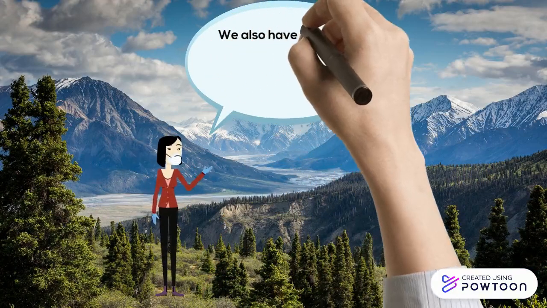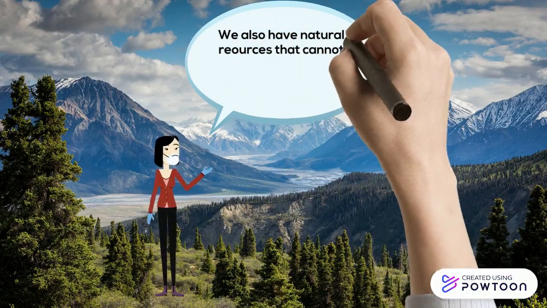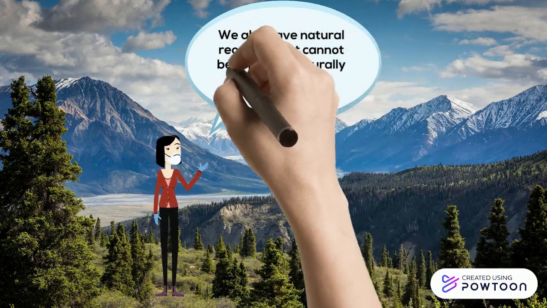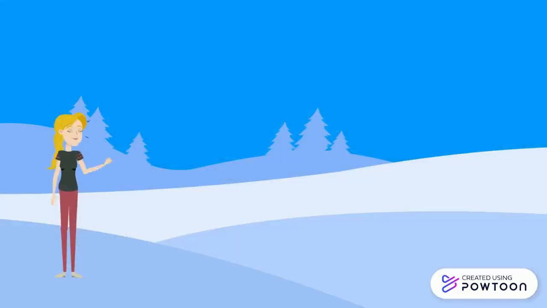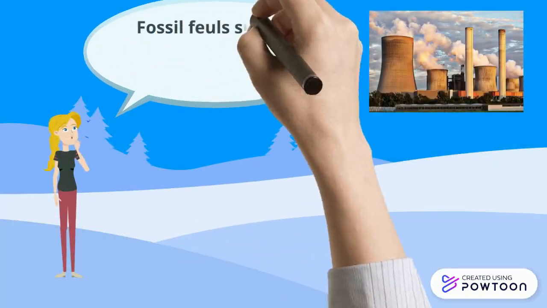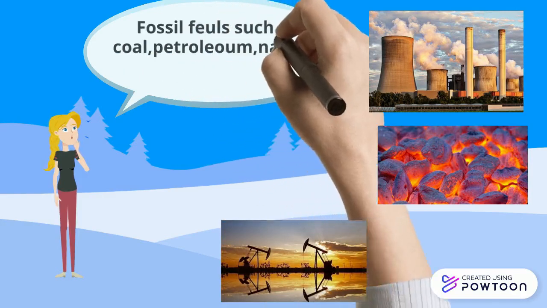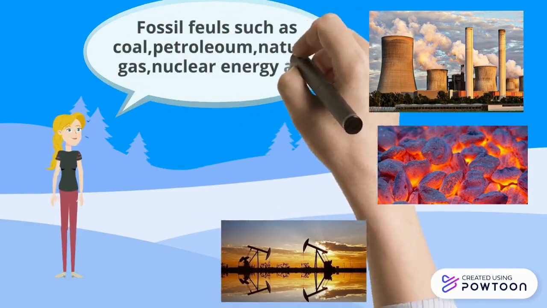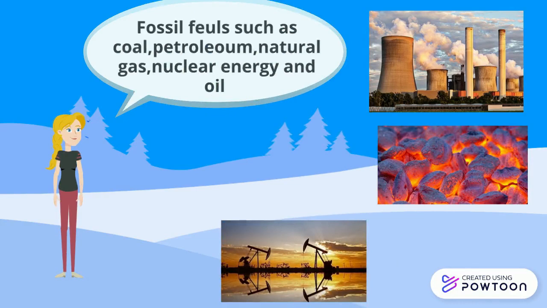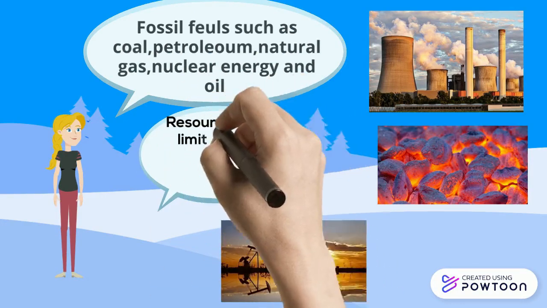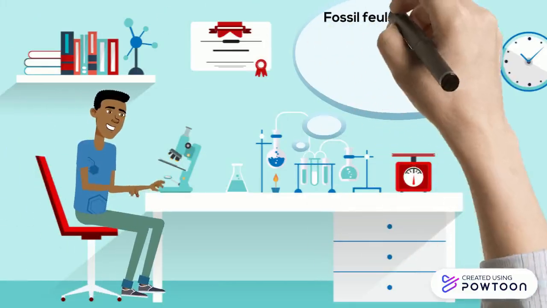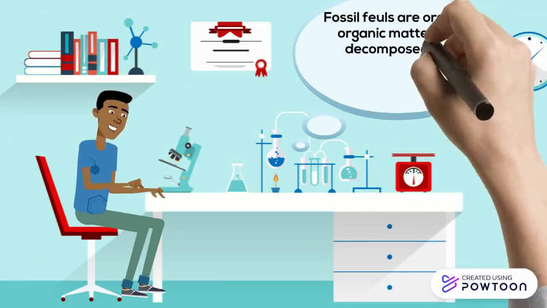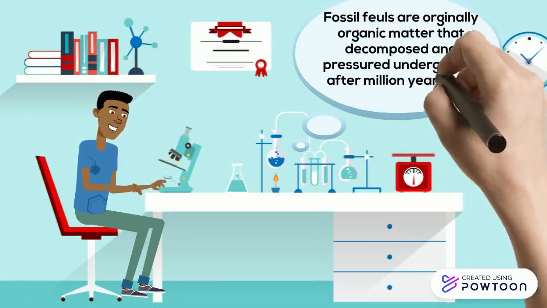We also have natural resources that cannot be replaced naturally as they are consumed, called non-renewable resources. Fossil fuels such as coal, petroleum, natural gas, nuclear energy, and oil are examples of non-renewable energy resources, since these resources are limited and cannot be replaced over time. Fossil fuels are originally organic matter that decomposed under pressure underground millions of years ago.